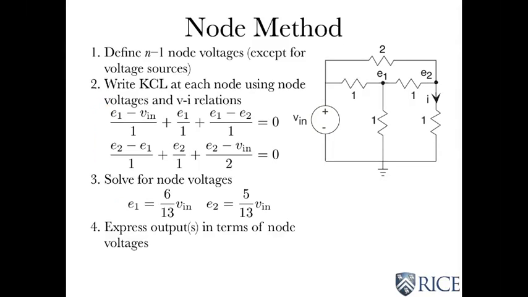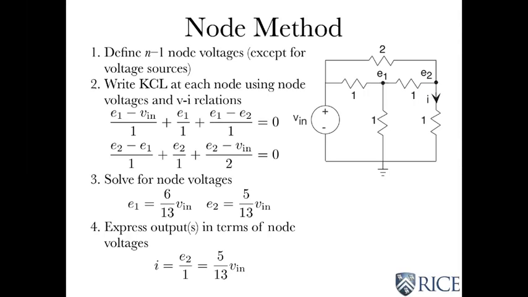And now what you do is you express the output in terms of the node voltage. And for this circuit example, I chose that current as being my output. And I think it's pretty easy to see that that's just E2 divided by 1. And so the answer is 5/13 Vn.